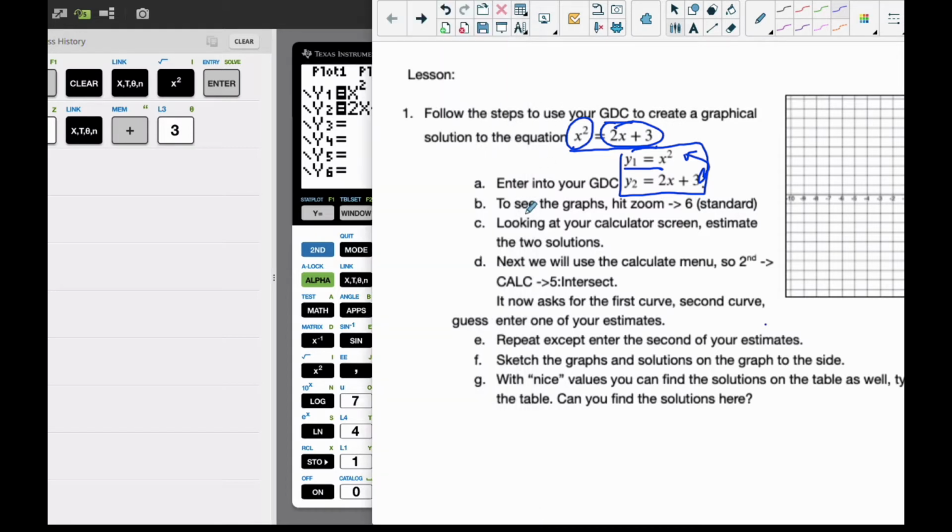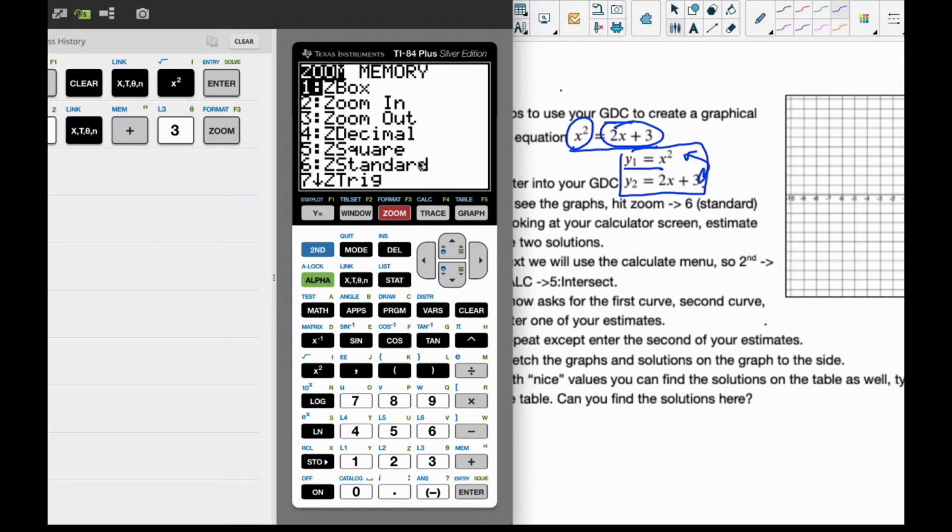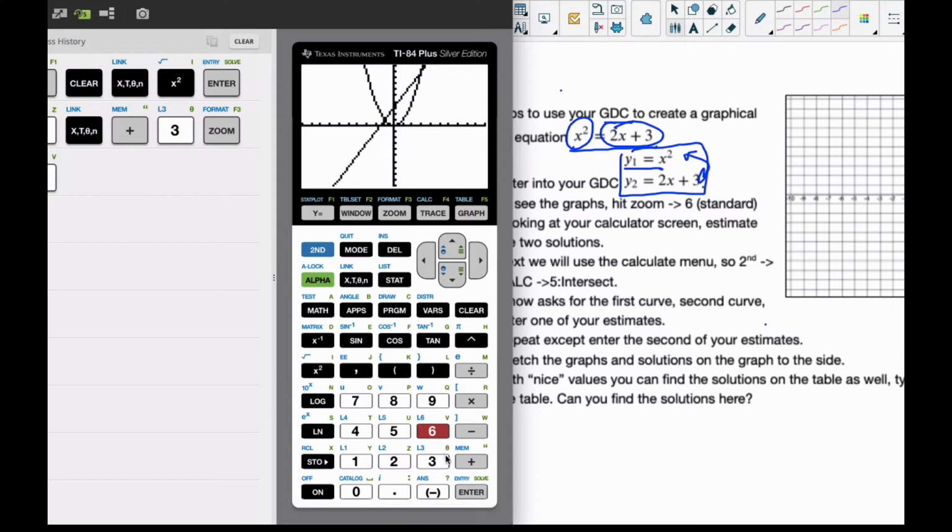Okay, and then what I'm going to do is hit zoom standard. So I'm going to go zoom, and number 6 is my standard default window. I'm going to hit 6 and press enter. Now, you should pause the video right here and try it yourself. Get your calculator up to this point. Go ahead and pause it.